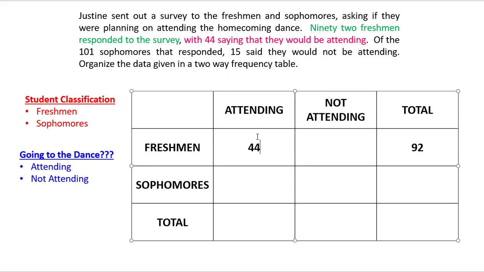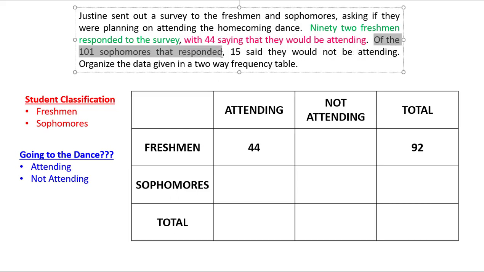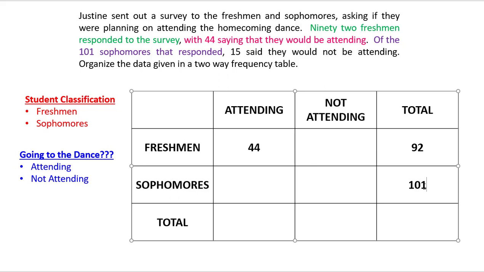Let's keep reading. Of the 101 sophomores that responded, there's another number. So let's highlight that. 101 sophomores that responded. Again, that 101 doesn't tell me who's attending and who's not. It just tells me there are 101 sophomores. So that probably means that there are 101 sophomores in total. So I'm going to go to the row for sophomores, and for total, I'm going to put 101.